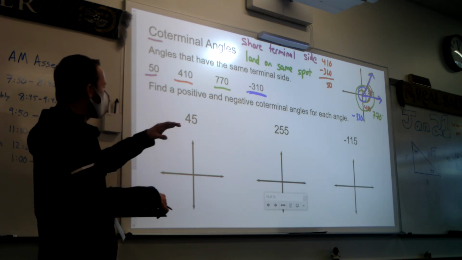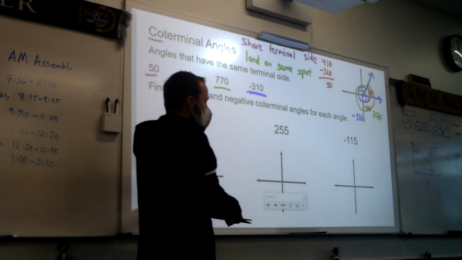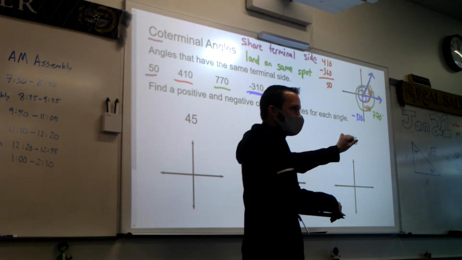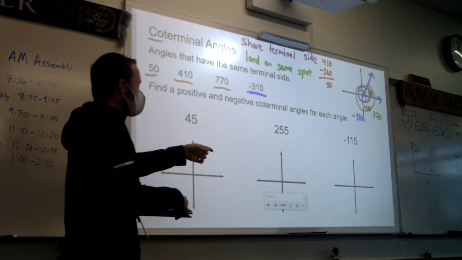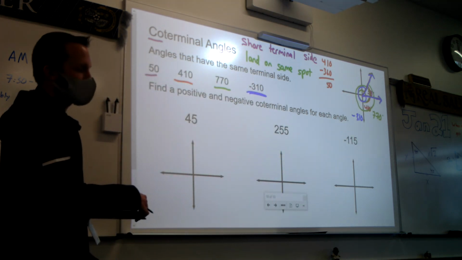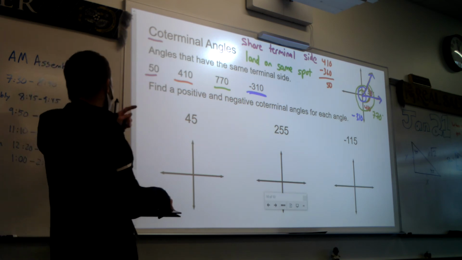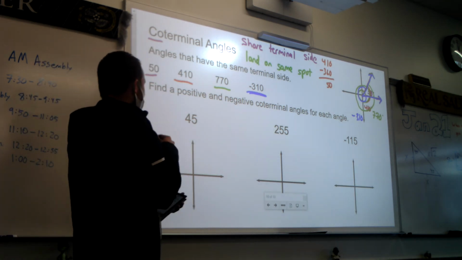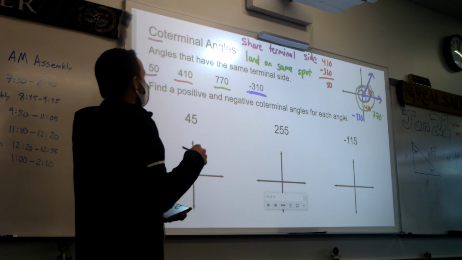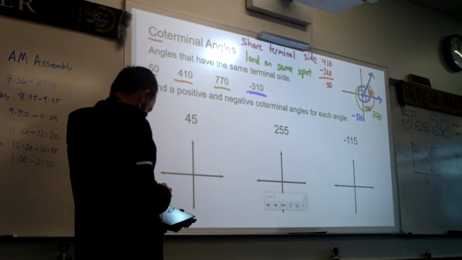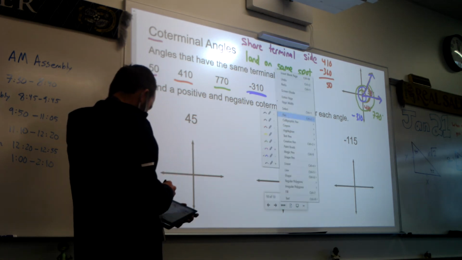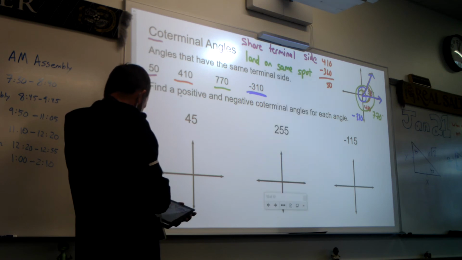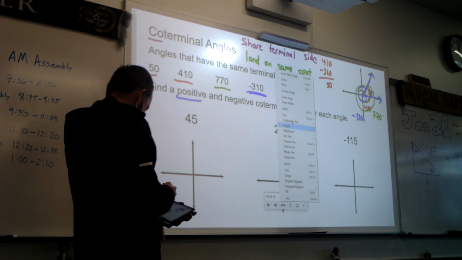So here's what I'm going to do. I'm going to do this first example with you, but then I'm going to give you a chance to do two on your own. I've included graphs here for reference, but you don't have to use them, but I'm going to show you how to use them. Your instructions say find a positive and negative coterminal angle for each angle listed right here. I'm going to underline that. We want a positive and we want a negative.